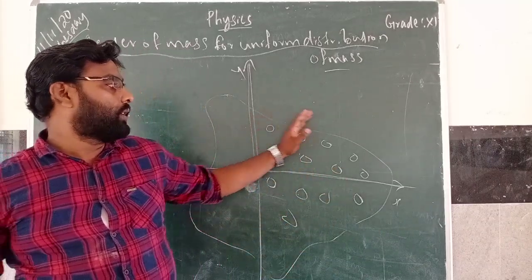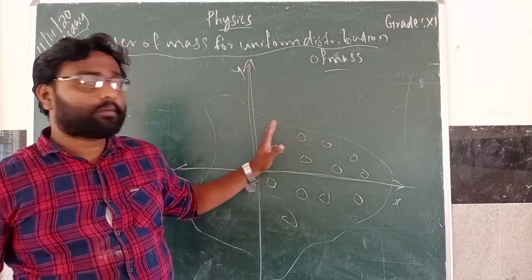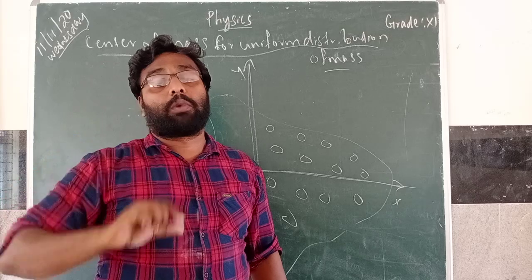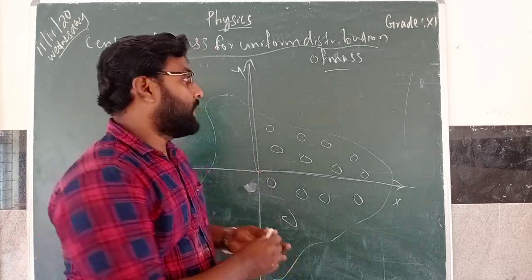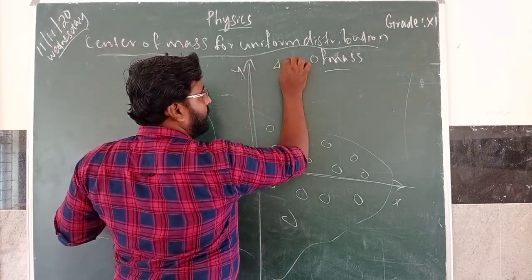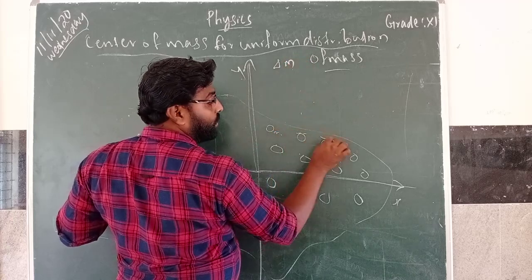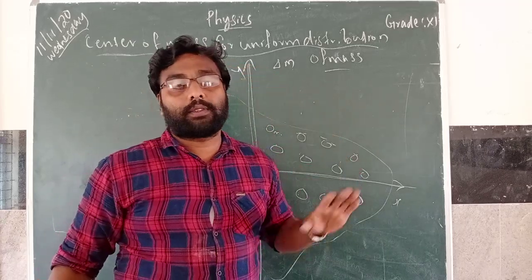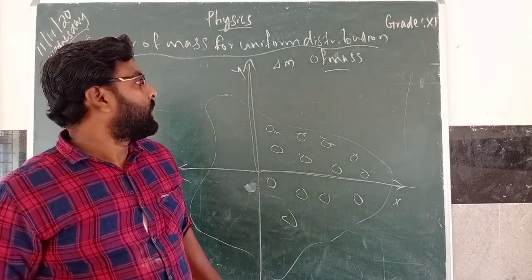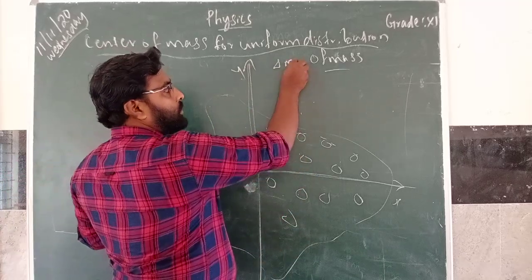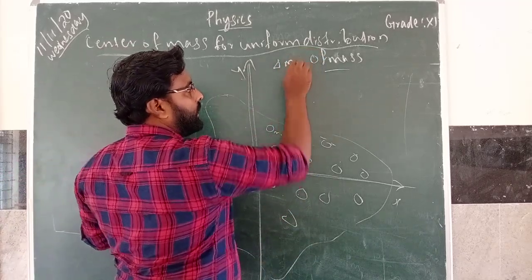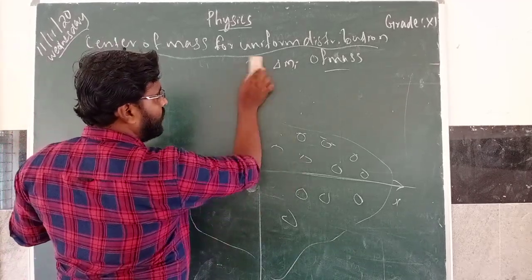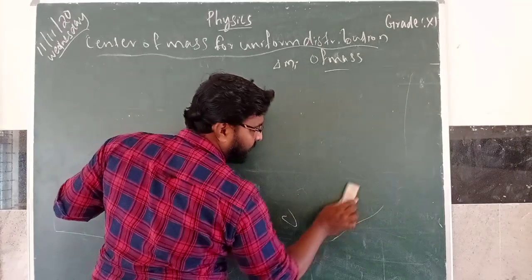Uniformly you have distributed the whole bulk body mass into small point masses, delta M. So M1, M2, M3, M4, M5, M6, like that up to N masses you can distribute. So we are choosing delta M, small mass. After distribution, you can find out the center of mass along the x-axis.